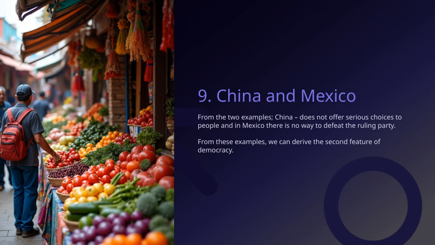From these examples, we can see a common thread, which helps us understand the second key feature of democracy. That feature is the presence of meaningful choices and the possibility of peaceful, competitive change through elections. It's not just about having elections, but about having real options and the chance for power to change hands peacefully. By examining China and Mexico, we see how different limitations can undermine democratic processes, either by restricting choices or by making it impossible to challenge the ruling authority. This helps us appreciate that a true democracy needs both fair competition and genuine options for the people.